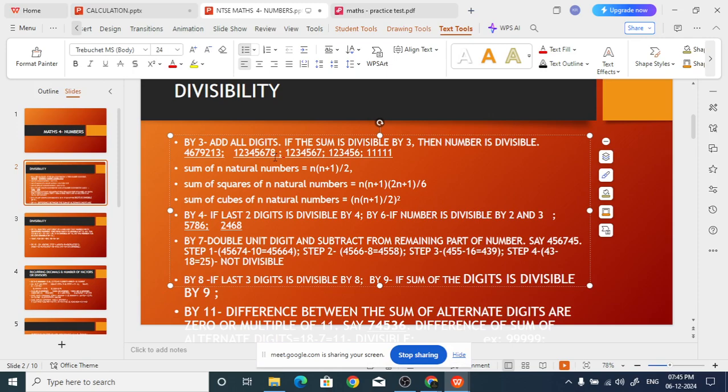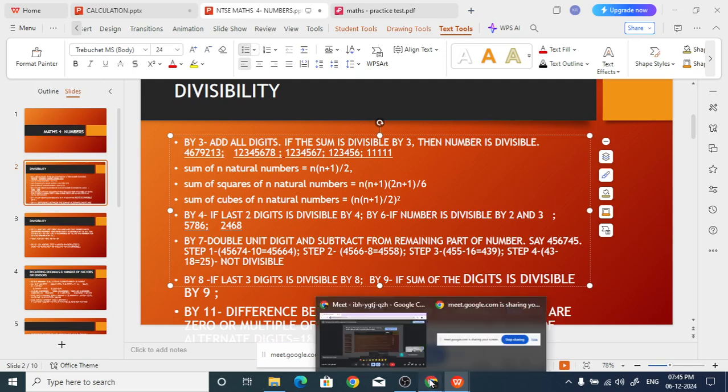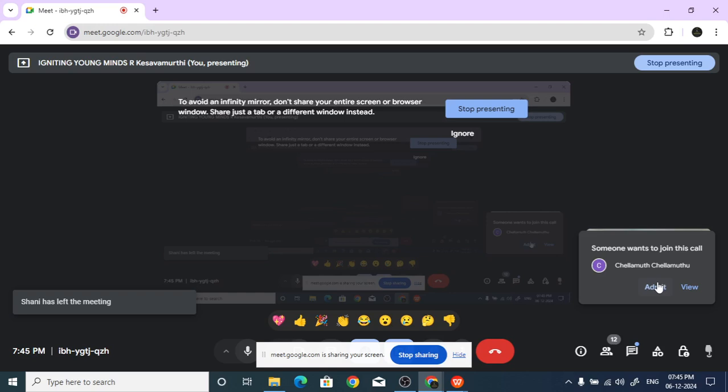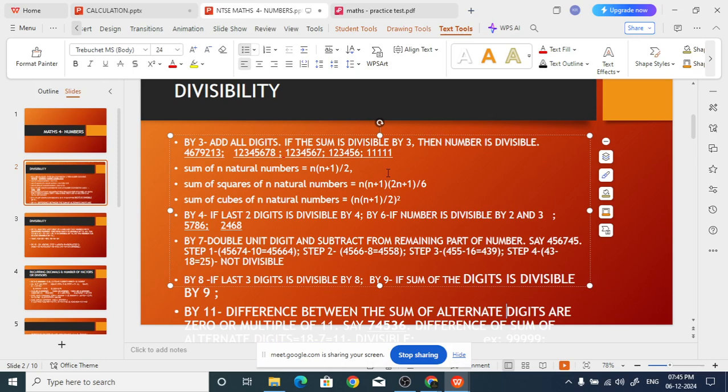Yes, sir. How do we find whether the number is divisible by 9? If the sum of the digits is divisible by 9, then you can say that number is divisible by 9. For example, in the top row, 46,79,213. So you add all these and find whether the number is divisible by 9. Just check. No, sir. If you add all the numbers: 10, 17, 26, 28, 29, 32. 32 is not divisible by 9. So definitely that number is not divisible by 9.